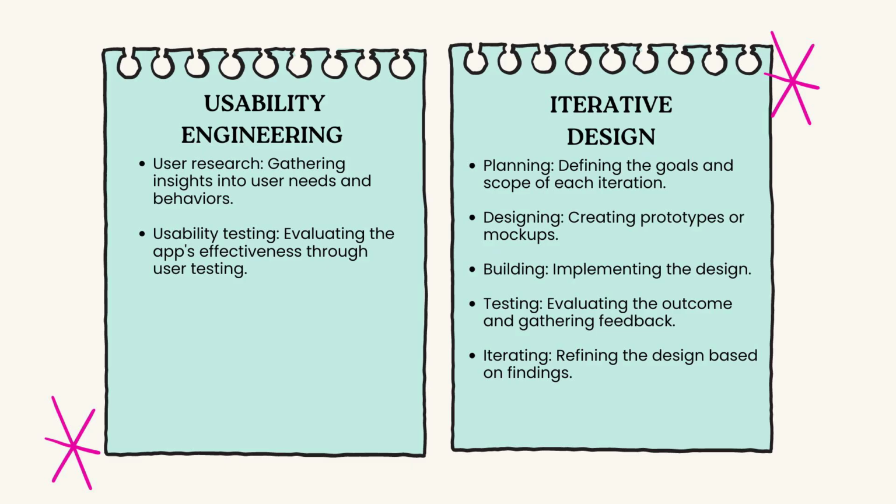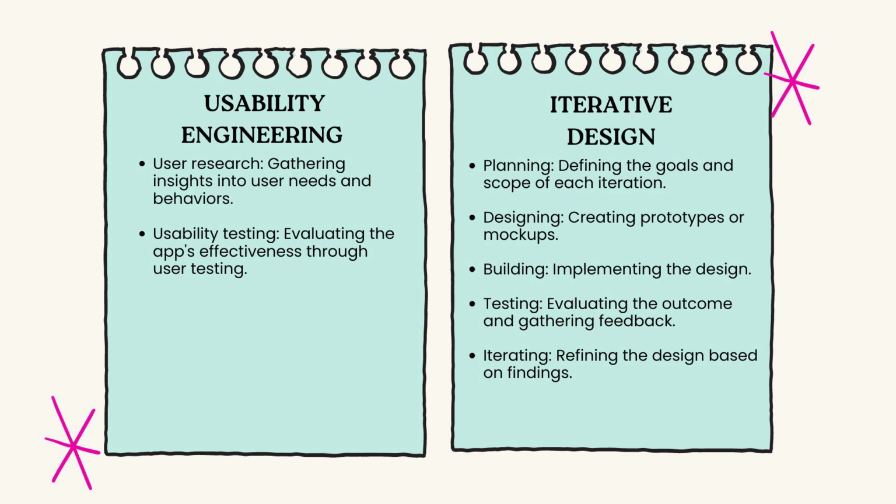On the second slide, we focus on 2 critical aspects of our design process, which are usability engineering and interactive design. Starting with usability engineering, user research is conducted to gain insights into user needs and behaviors, ensuring the app aligns with what users truly require. Second, usability testing follows, where we evaluate the app's effectiveness by testing it with real users to identify any areas for improvement.